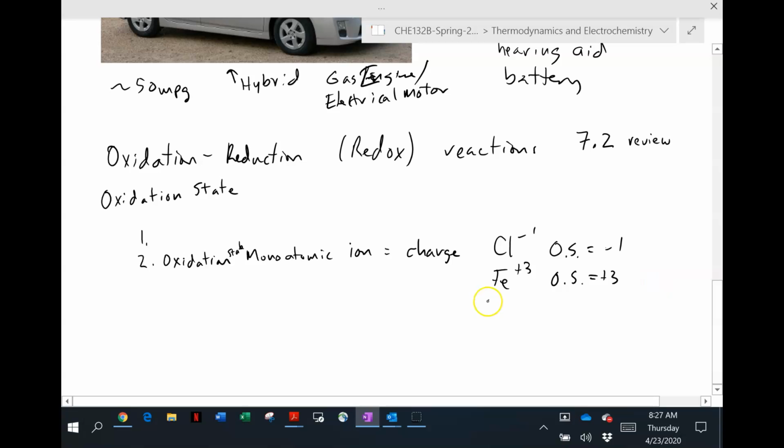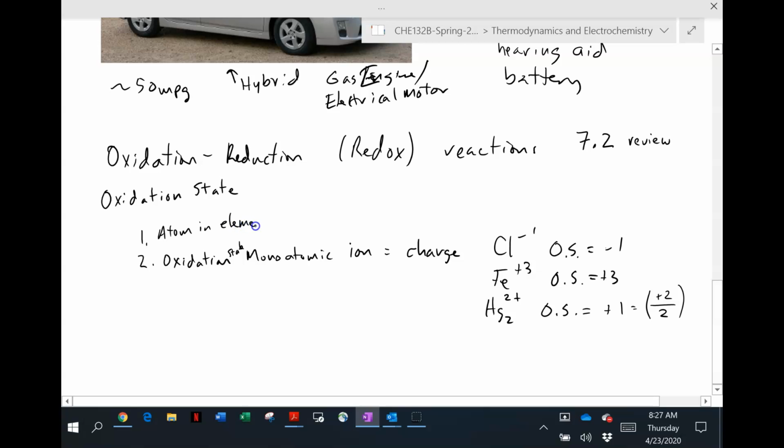Now if I have Hg2 2+, that's a polyatomic ion. Can you guess the oxidation state? The oxidation state here for each of the mercuries is +1. I've got +2 divided by 2 atoms to get that +1. And I guess that would technically be a homonuclear polyatomic ion, the mercury 2 one, in this case.